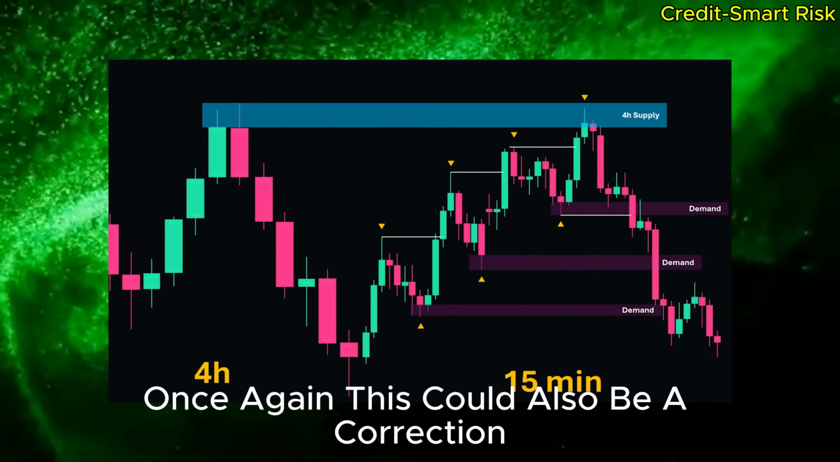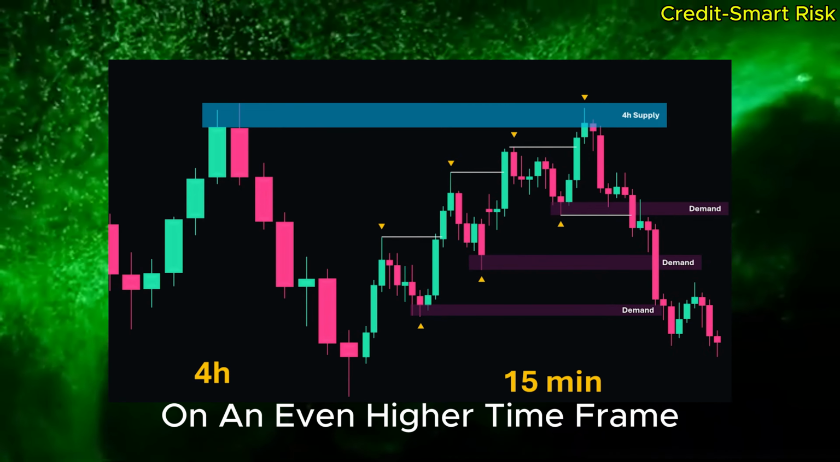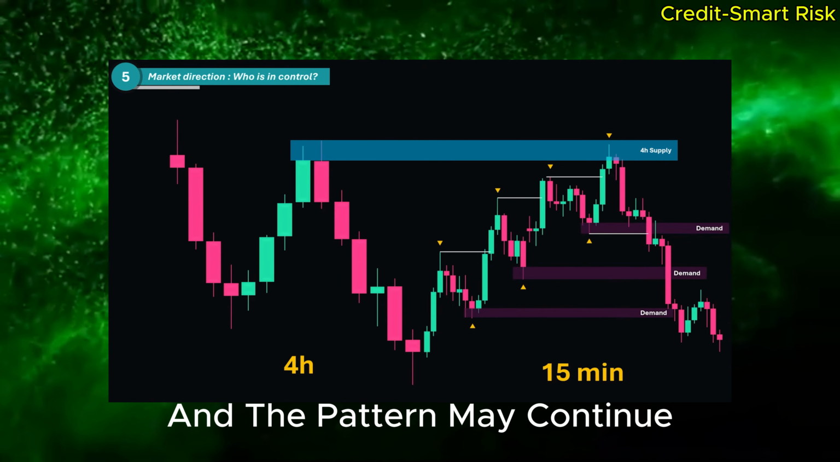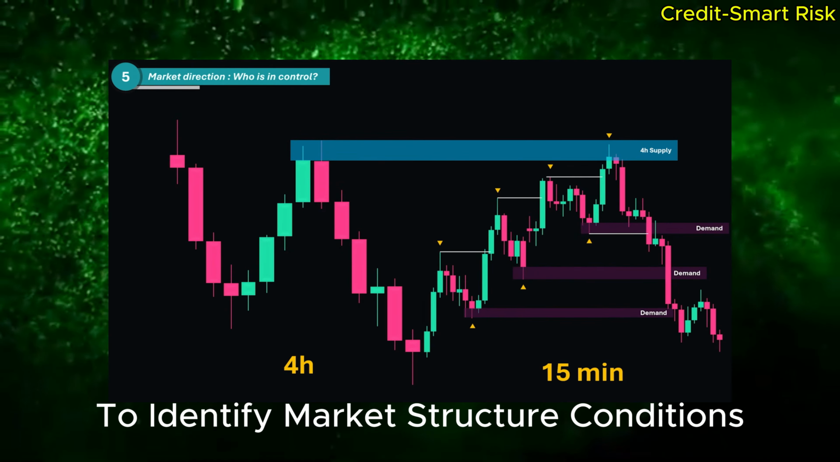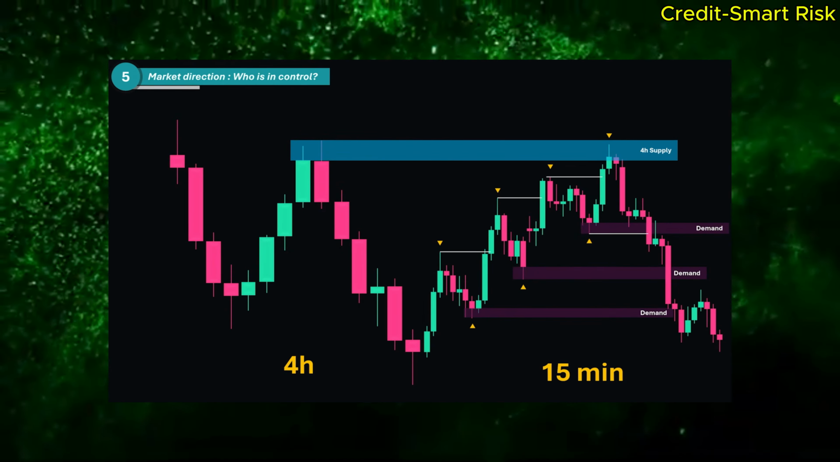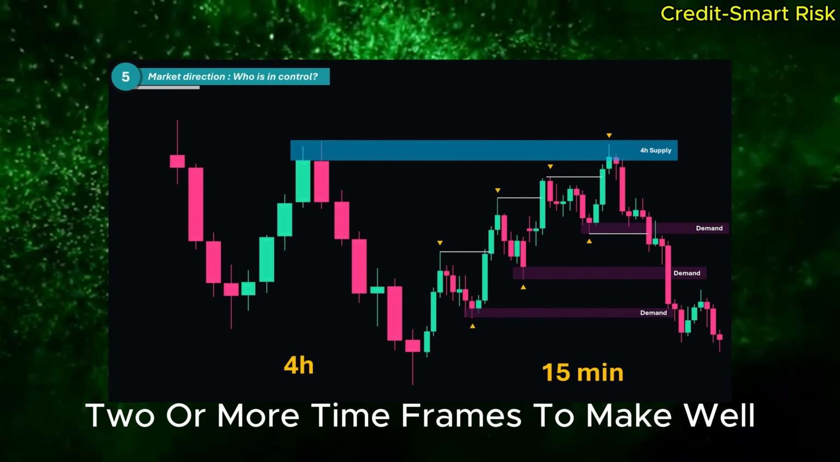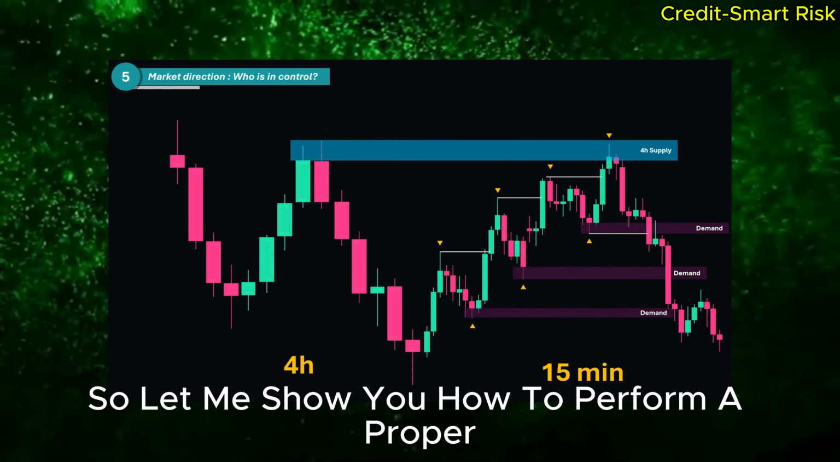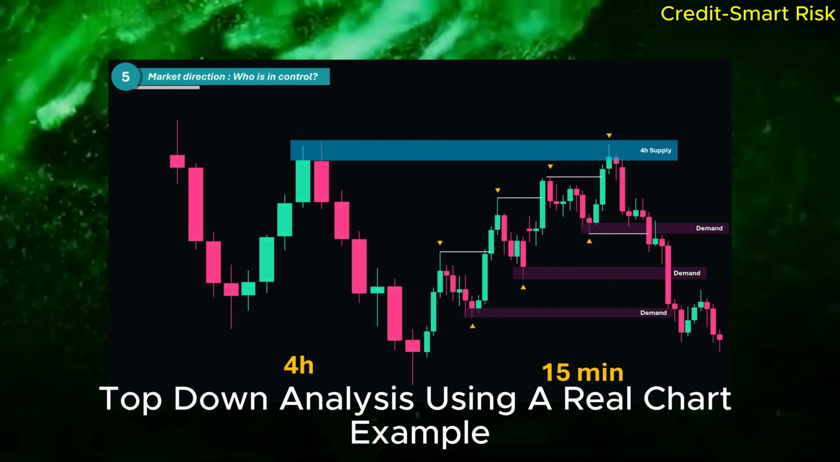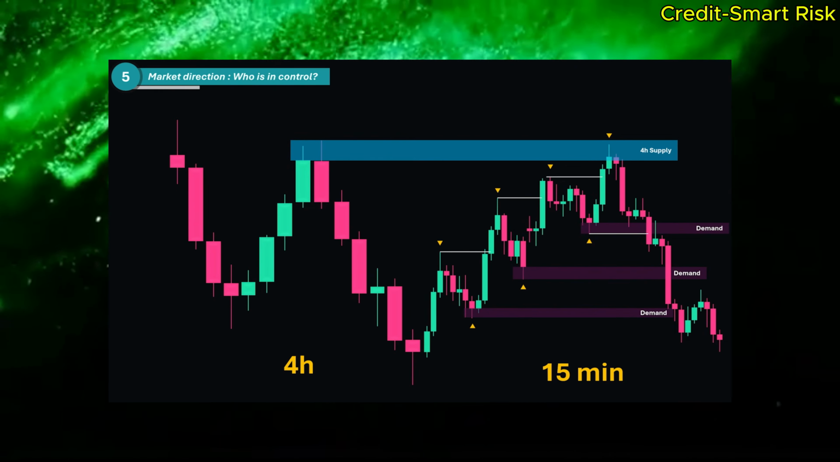Once again, this could also be a correction on an even higher time frame, and the pattern may continue. That's why we always need to check higher time frames to identify market structure conditions within the bigger picture. It's common for traders to combine 2 or more time frames to make informed trading decisions. So let me show you how to perform a proper top-down analysis using a real chart example.